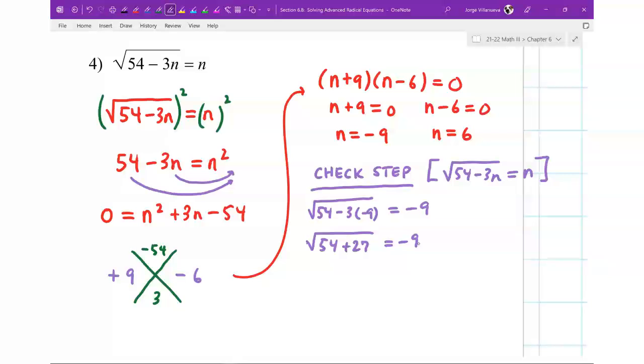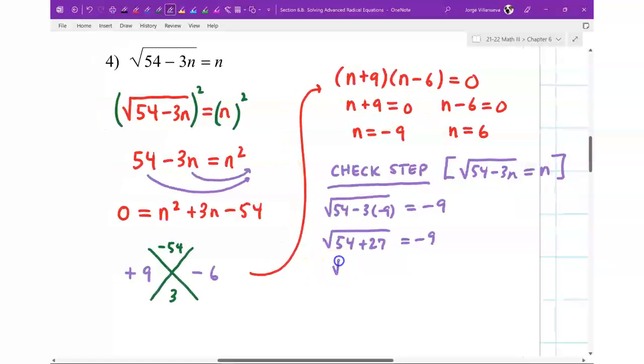No, right? That's what I mentioned in the very beginning. That's what I'm seeing right here. A square root is negative. But if you keep working, you get the square root of 81 is -9, which is 9 equals -9. That is not true. Okay, that doesn't work. So this is not a good answer.